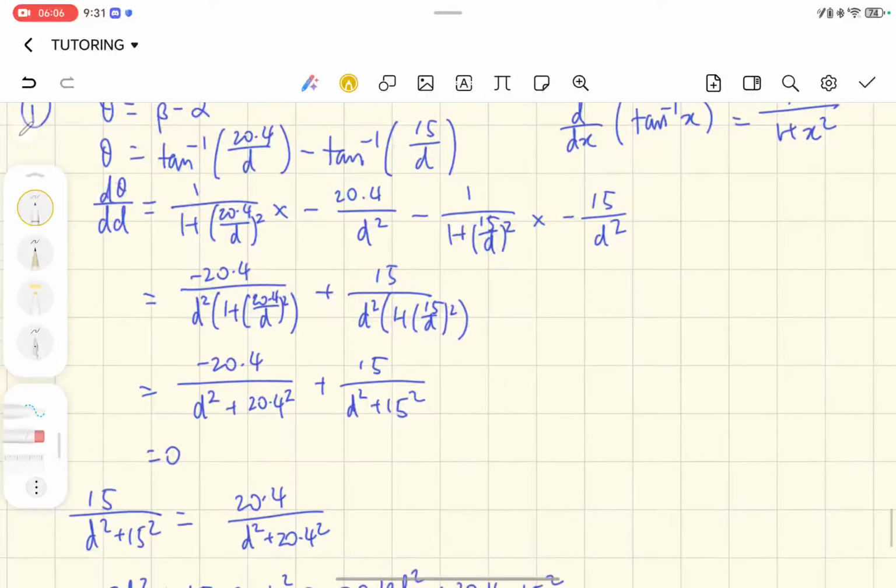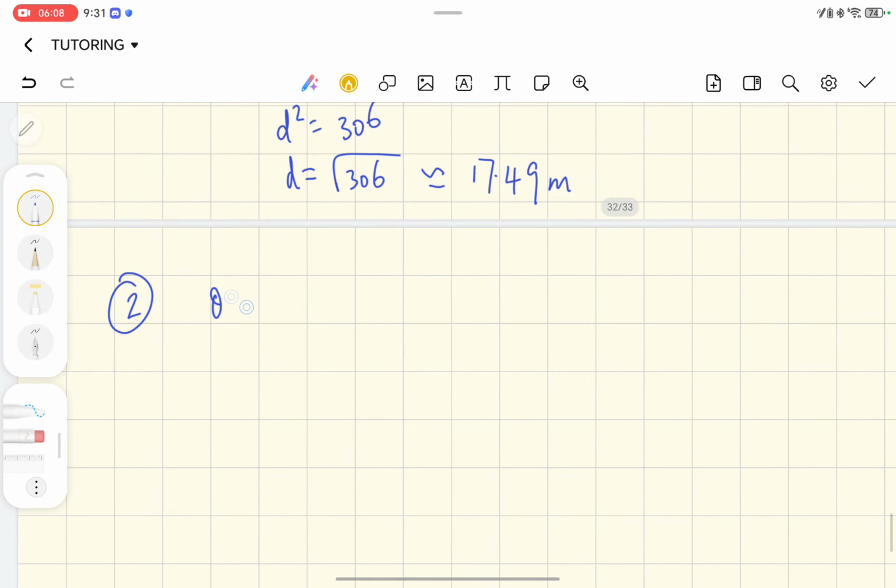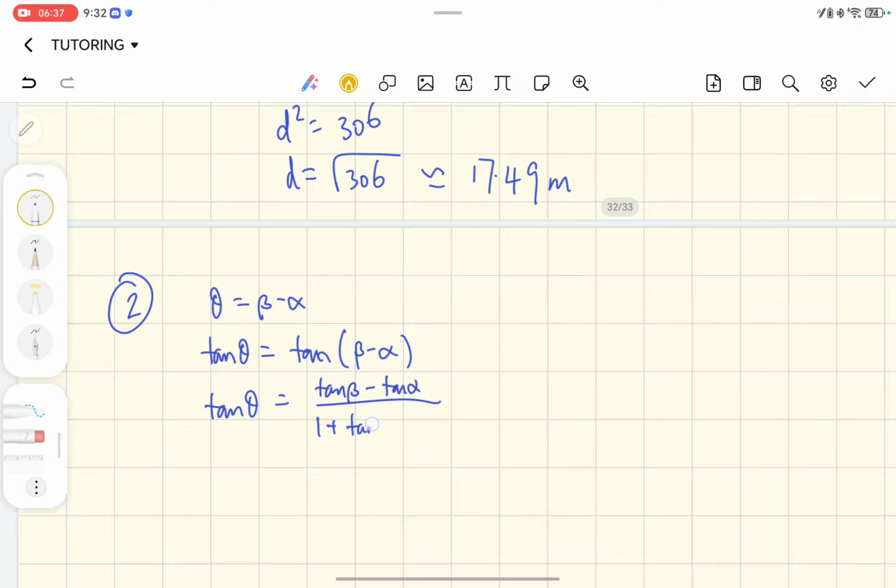Alright? Hence, we can say, using the same piece of information, theta equals beta minus alpha. So we're going to take the tangent on both sides, and it becomes tan theta equals tan of beta minus alpha. We're going to use compound angles on the right hand side. Tan of beta minus alpha will be tan beta minus tan alpha over 1 plus tan beta tan alpha.